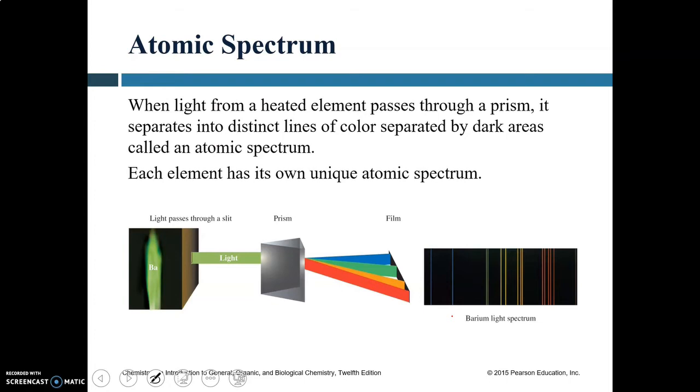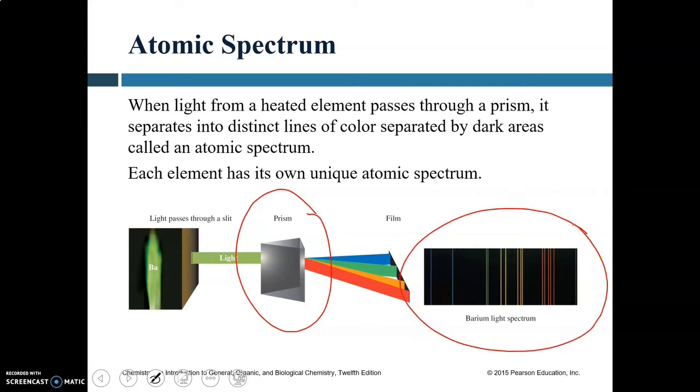So if you heat up an element and pass the light that this element emits through a prism, the prism will split the light into distinct lines of color.